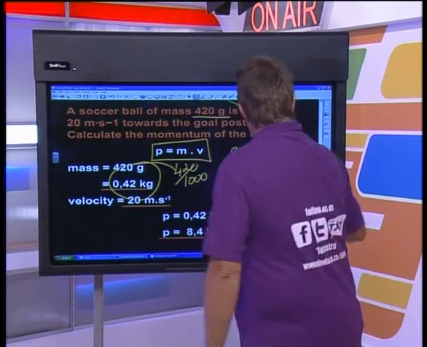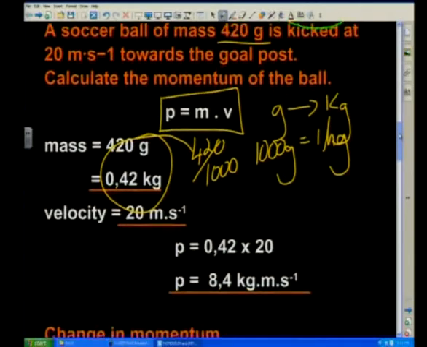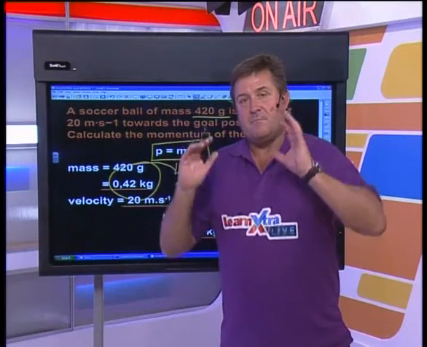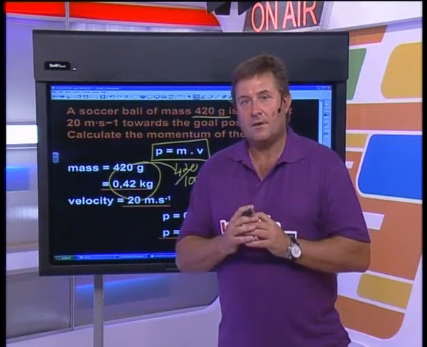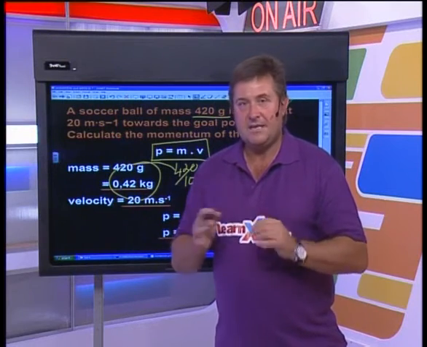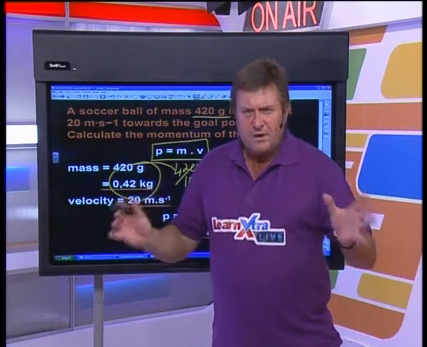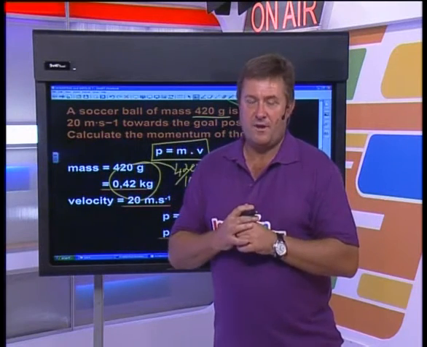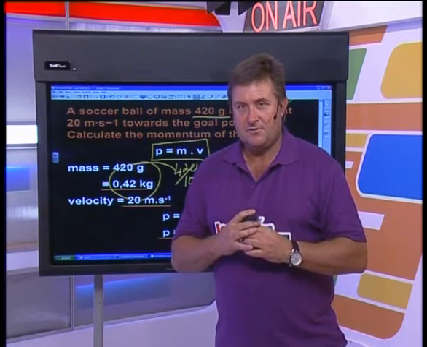The velocity is 20 meters per second, and all we have to do is simply multiply. So momentum is going to be 0.42 multiplied by 20, and we get an answer of 8.4 kilogram meter per second. In other words, the momentum of that soccer ball, of that mass traveling at that speed, is 8.4 kilogram meter per second. So, pretty straightforward, a nice small formula, and we don't have to get too stressed about it.